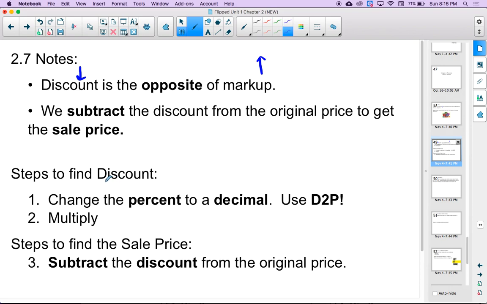To find the discount, you're going to change the percent to a decimal. We use D2P for this, and then we multiply. If we are asked to find the sale price, we're going to subtract the discount from the original price. This is another case where you have to be really careful with reading to figure out which question they want us to answer. Do they want us to find the discount, or do they want us to find the sale price? So it's important to know the difference between those two words. The discount is the amount they take off. The sale price is the amount we pay.